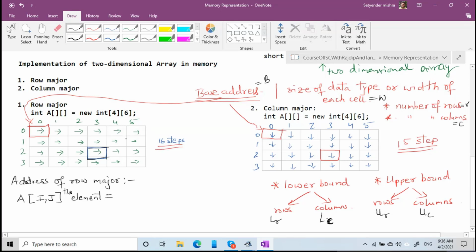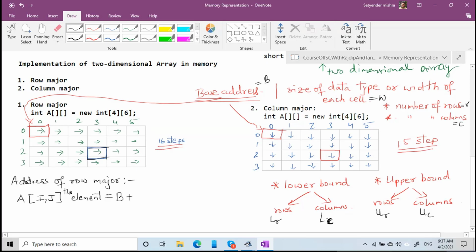So first we have to know the base address, or the first cell address, right? So we put it here, then we start moving. Moving forward means we have to add. So to reach this place, what do we have to do? We have to know the number of rows we have traveled here, right?